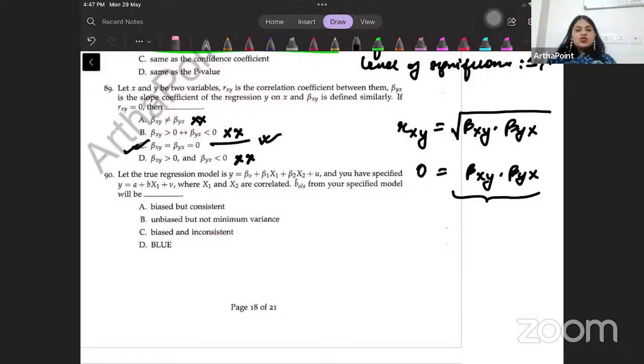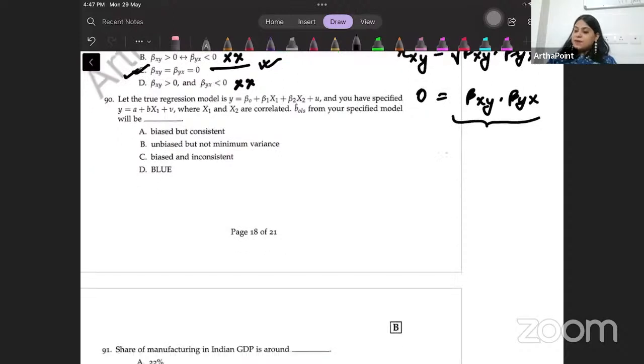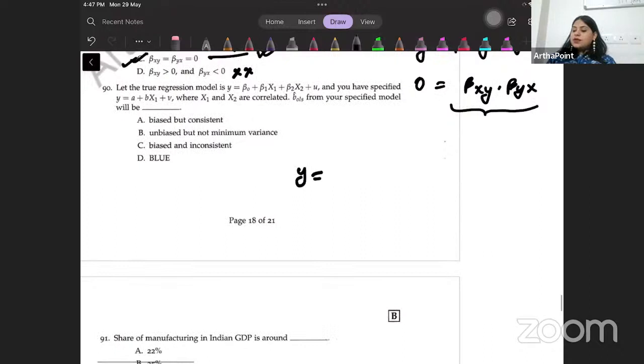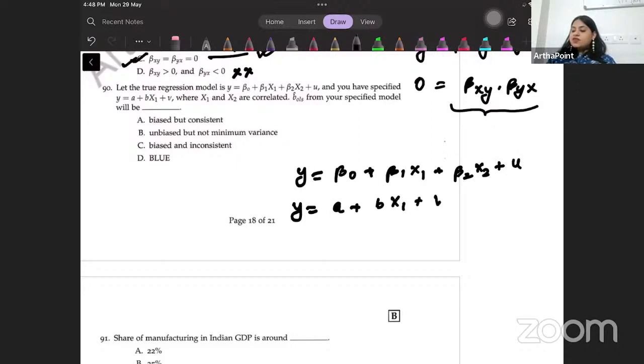Last, beta, this is the last question for statistics and econometrics. It says, let the true regression model be this. Y is equal to beta naught plus beta 1 x1 plus beta 2 x2 plus u. And you have specified y is equal to a plus b x1 plus v. Where x1 and x2 are correlated, so there is a problem of collinearity. Okay.